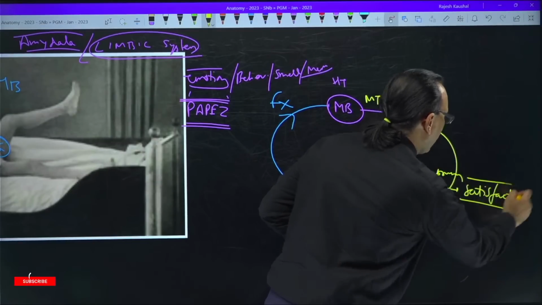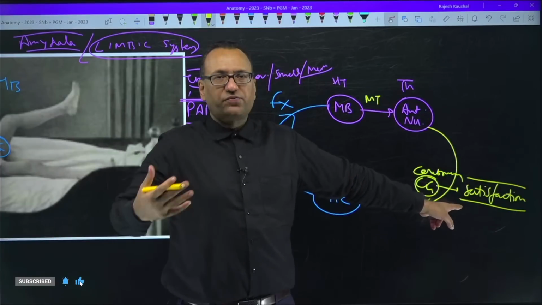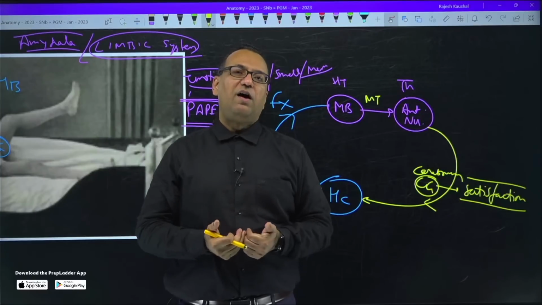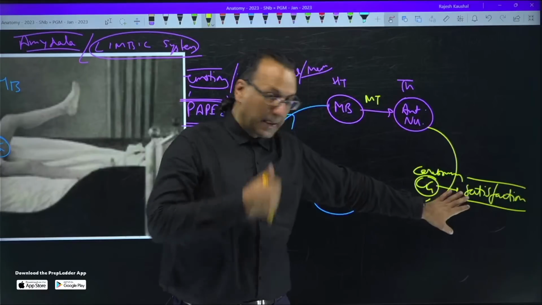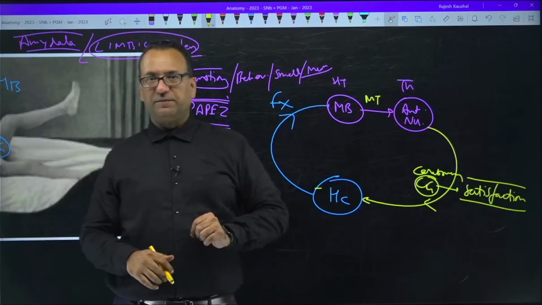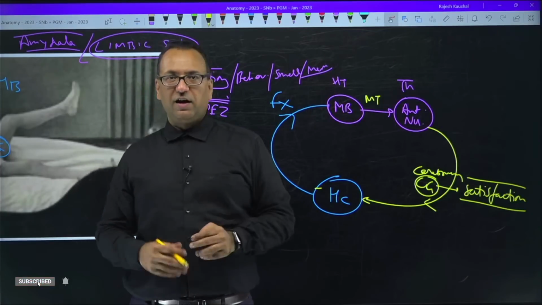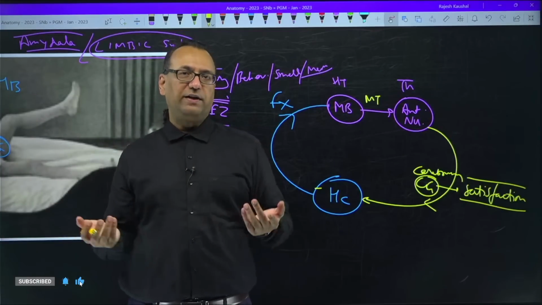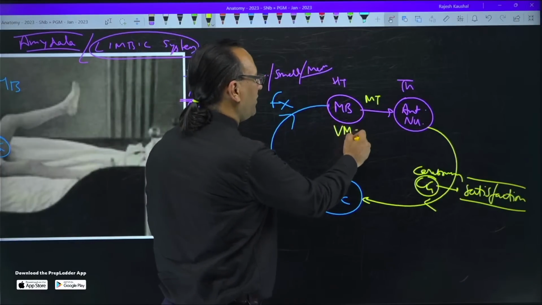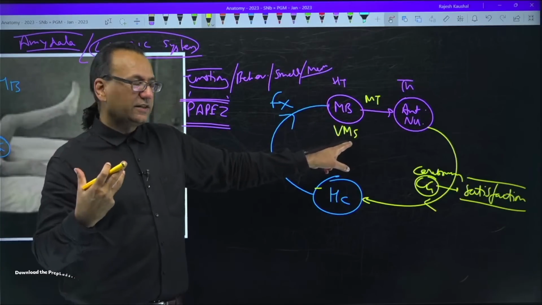The satisfaction could be after having food or after having water. You feel satisfied after watching a Netflix series also. After playing a game, you feel satisfied. That satisfaction is in the cerebrum. What is the hypothalamic center for satisfaction? Say you had food and now you are satisfied. That is the ventromedial satiety center, the ventromedial nucleus. So the ventromedial nucleus of hypothalamus is the satiety center.